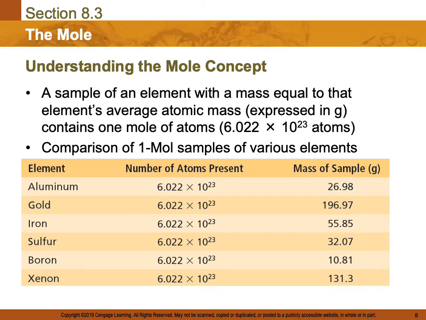The mass depends on what the average mass is for that atom. So 1 mole of aluminum only has a mass of 26.98 grams. That's just about an ounce. A mole of gold, while the same number of particles as a mole of aluminum, has a much larger mass because gold atoms are heavier than aluminum atoms.